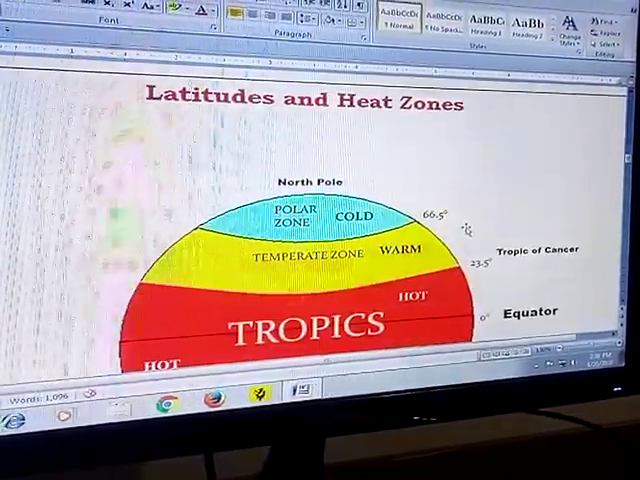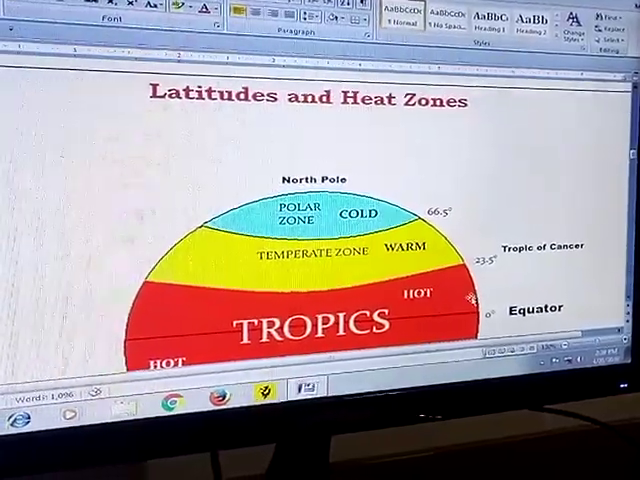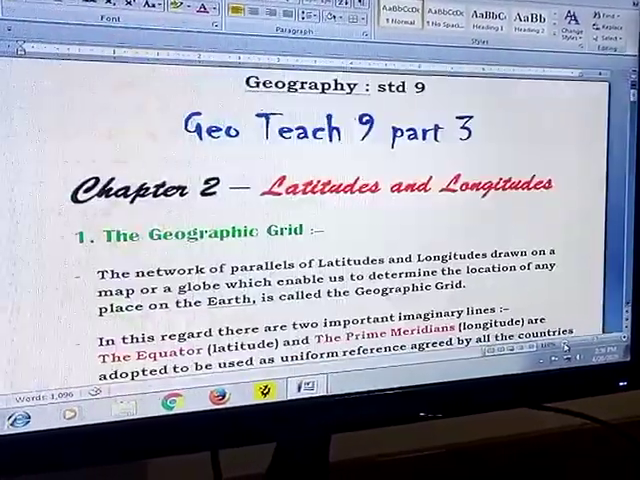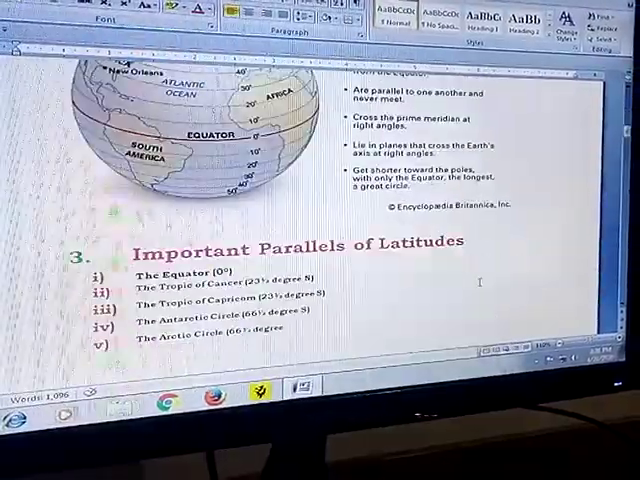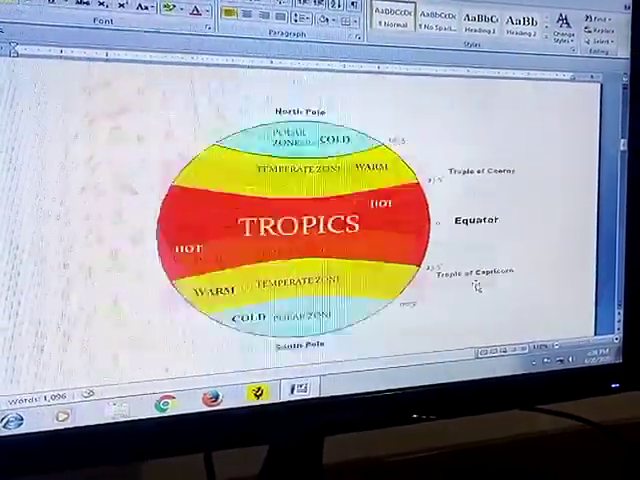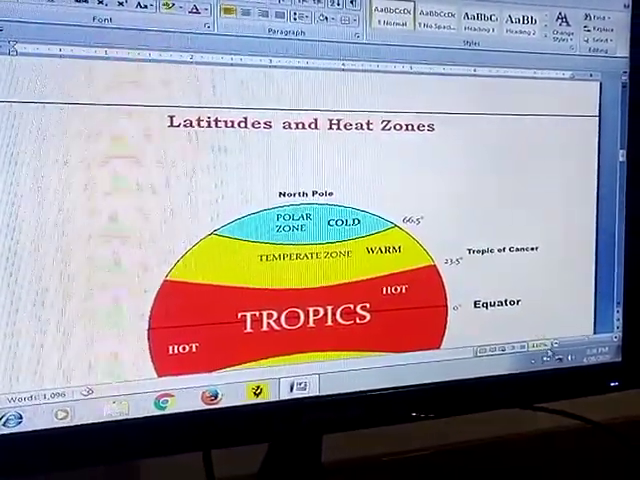The latitudes and heat zones, they are very much interrelated.